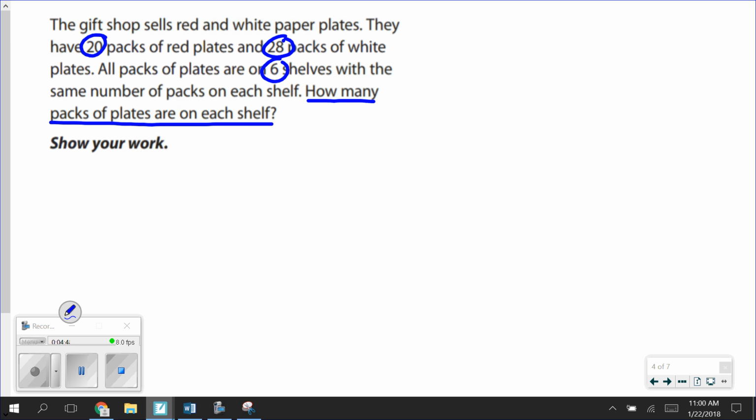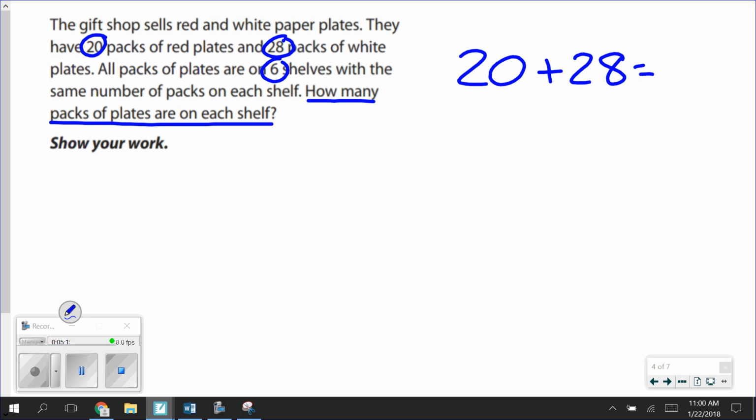Am I going to add, subtract, multiply, or divide? I want to know all together. I have 2 groups, but they're not equal groups. I'm going to add. I'm going to do 20 packs of red plates plus 28 packs of white plates. Okay, I'm adding because they're not equal groups, and I want to know how many plates I have all together.